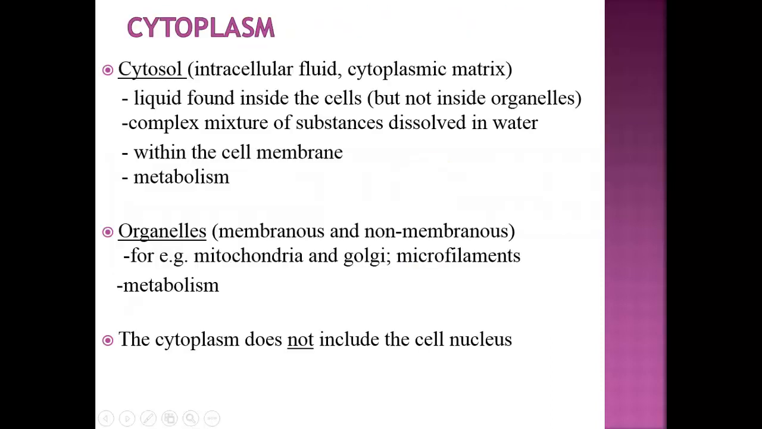The cytoplasm consists of the cytosol and the organelles. The cytosol can also be known as intracellular fluid or cytoplasmic matrix. The cytosol is thus the liquid found inside the cells but not inside the organelles. It is also considered to be the complex mixture of substances dissolved in water, including ions, minerals, amino acids, and nucleotides. The cytosol is within the cell membrane, and within the cytosol, cell metabolism takes place.